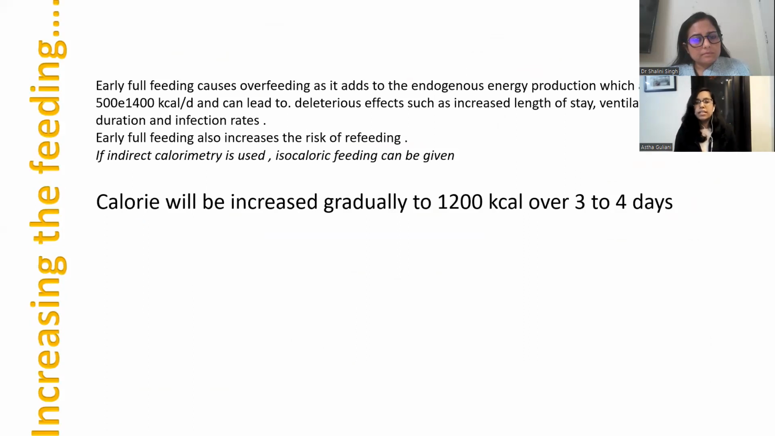Now coming to increasing the feeding, as I said, on the first day, in the first 48 hours, we give isocaloric nutrition. So I'll be giving my patient only 70% of the calorie requirement, which I had calculated as 800 kilocalorie. However, her total calorie requirement was up to 1200 kilocalorie. So then I can gradually increase her calories over the next 3 to 4 days.